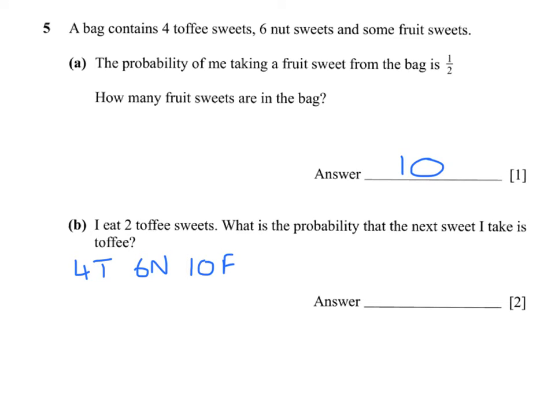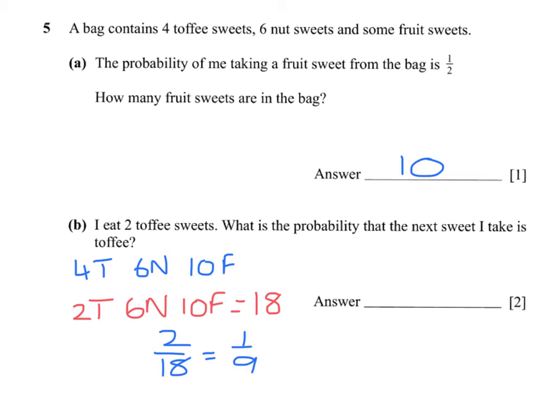I've eaten 2 toffees, so I now have 2 toffee, 6 nut, and 10 fruit. So in total we now have 18 sweets. Probability that the next is toffee will be 2 out of 18, and it's important to remember to simplify the fraction, so the answer is 1/9.